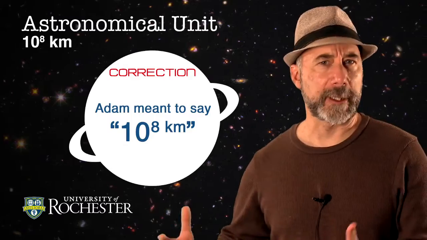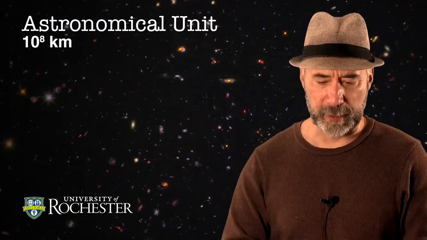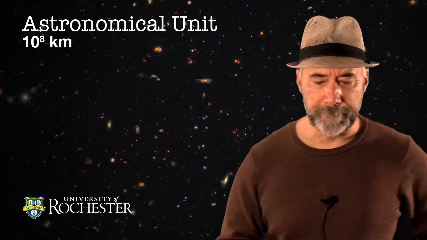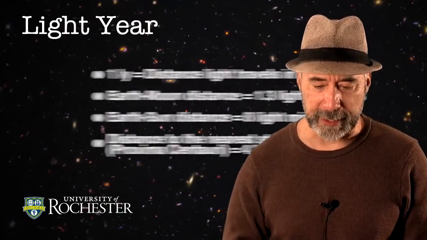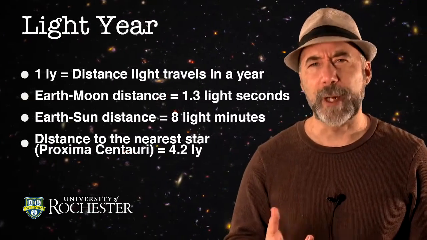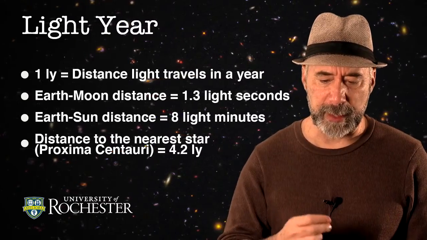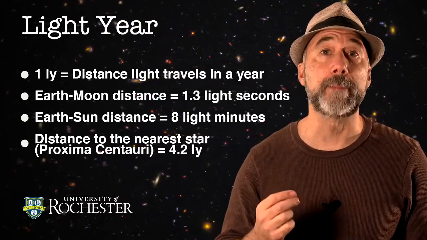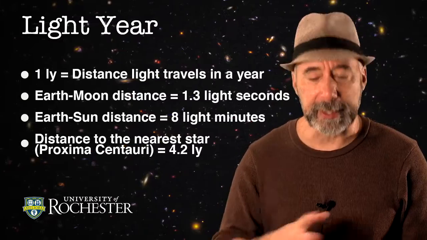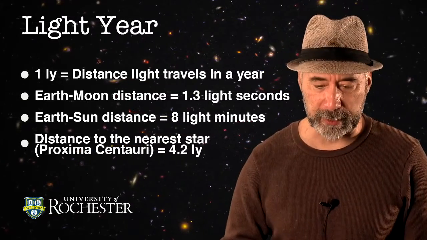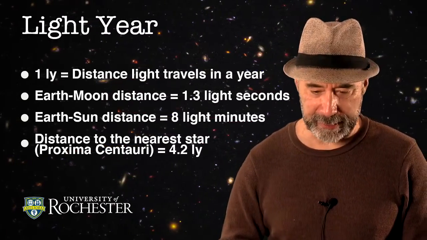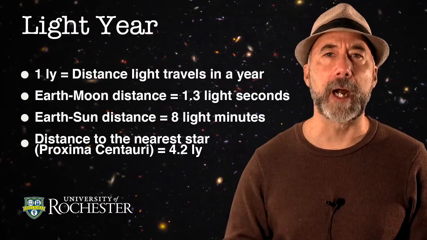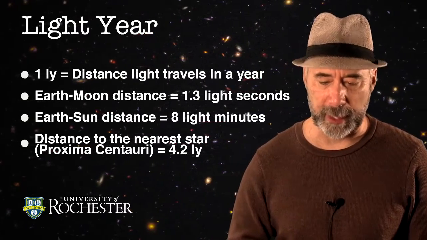Even going out to the Oort cloud, which really defines the edge of the solar system, we're really talking about 100,000 AU or so. But the next scale up that we often use is what's called a light year, and that is the distance that light travels in a year. If you want to get some measure of this, the distance between the Earth and the Moon is about 1.3 light seconds. The distance between the Earth and the Sun, which is an astronomical unit, is about 8 light minutes. And the distance to the nearest star, Proxima Centauri, is 4.2 light years.